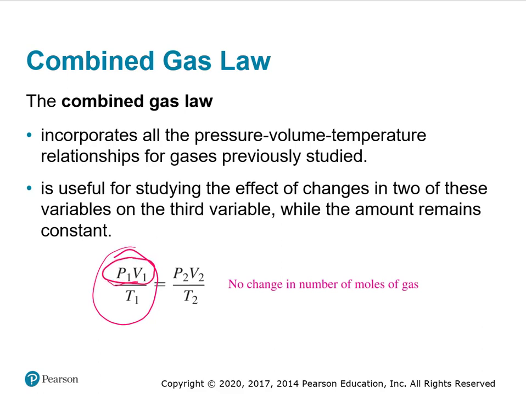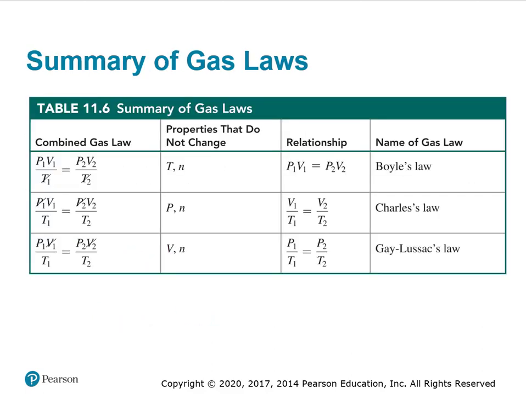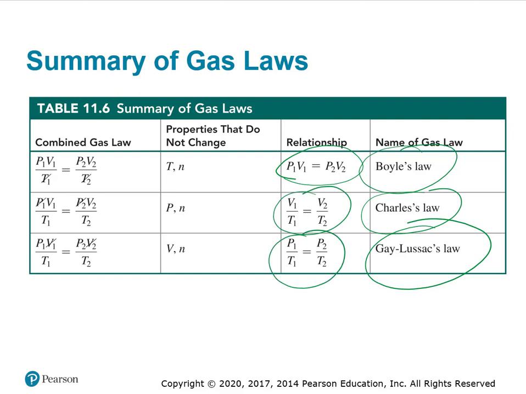Notice that P1 V1 equals P2 V2. That's Boyle's law. And then V1 over T1 equals V2 over T2. That's Charles's law. And then the last one is P1 over T1 equals P2 over T2. That's Gay-Lussac's. So we just smushed all 3 laws together to make the combined gas law. This sums up each one of those laws, Boyle's, Charles's, and Gay-Lussac's, looking at the individual relationships and putting them all together for the combined gas law.